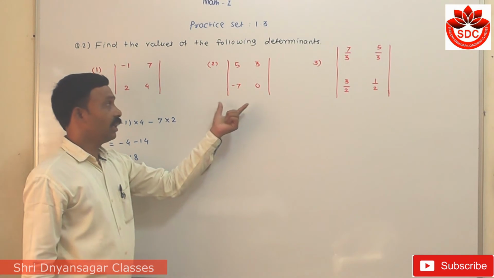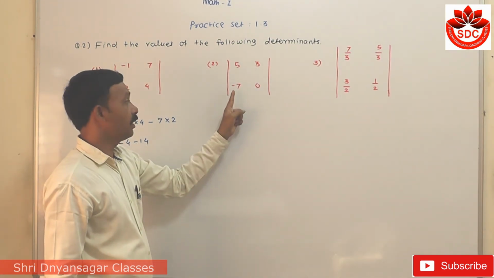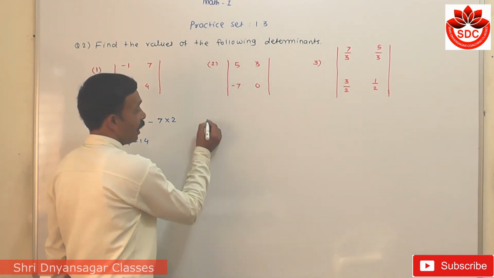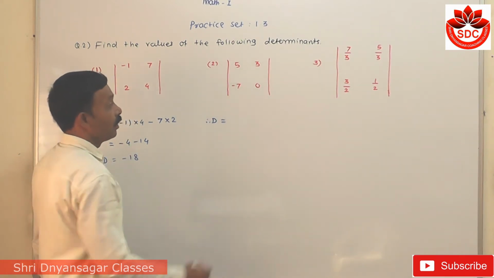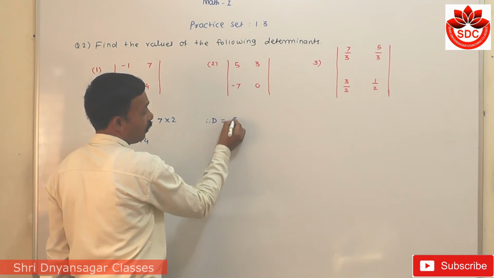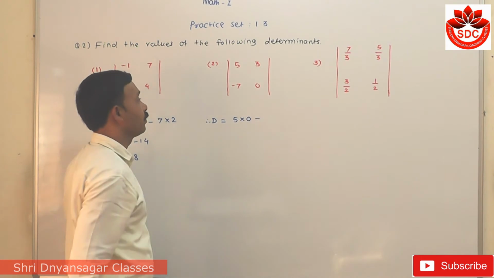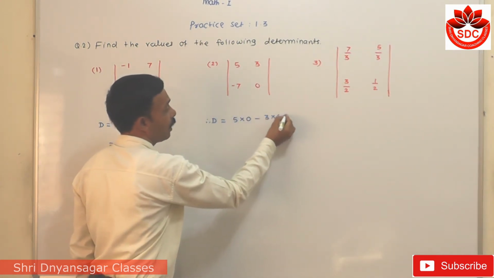Then we take the second one. In this determinant, in the first row 5 and 3 and in the second row minus 7 and 0. Now the rule is the same, so the value of this determinant is equal to: first take the cross product of this one, that is a is 5 into d is 0, minus. Then we take this cross product 3 into minus 7.